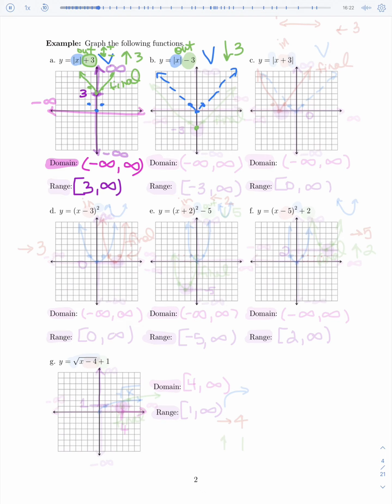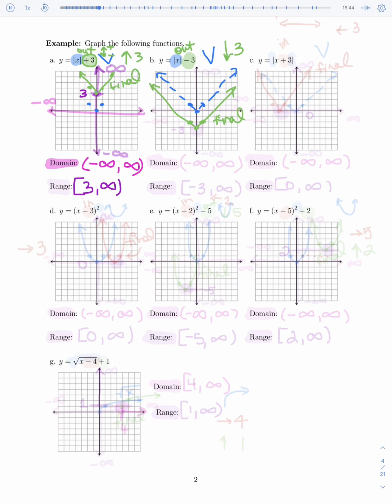The point that was at 1, 1 is going to be down 3 at 1, negative 2. And the point that was at negative 1, 1 is now going to go down 3 and is now going to be at negative 1, negative 2. And then we can draw our V shape. And that will again be our final graph.